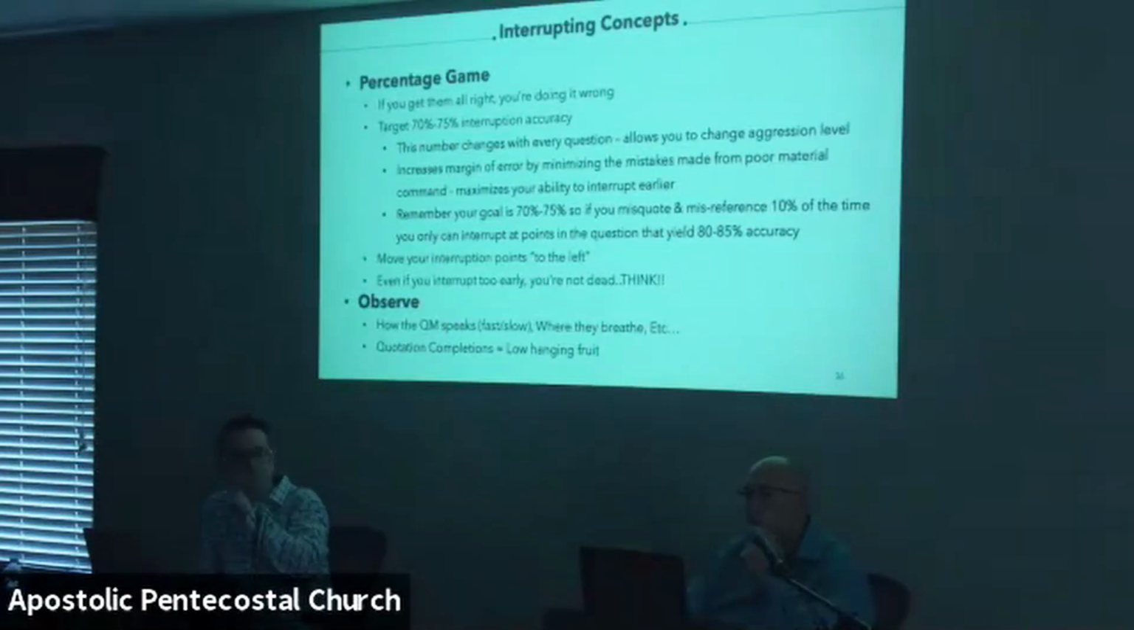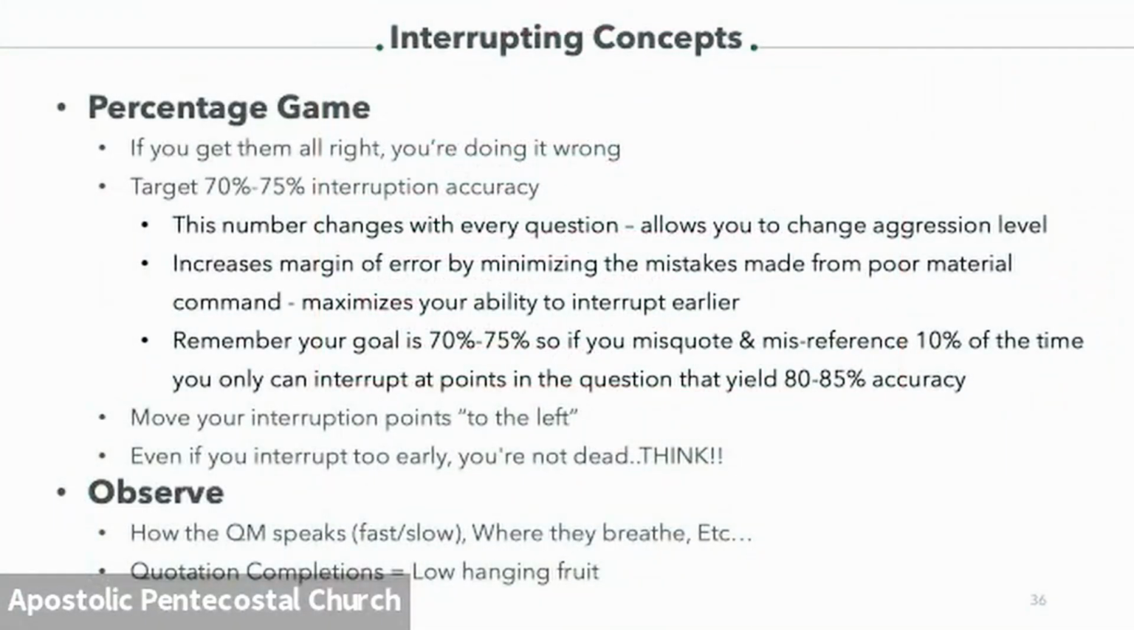All right. The first thing that I always try to help people understand is that if you are getting every interrupted question correct, you are not interrupting correctly. The goal is not to win every quiz by 100 points. You want to win the quiz, and typically the math works out that if you can interrupt at around a 70 to 75% accuracy rate, you will have enough points accumulated at the end of the quiz to be the winner. So that's what you're going for when you go into the beginning of a quiz.